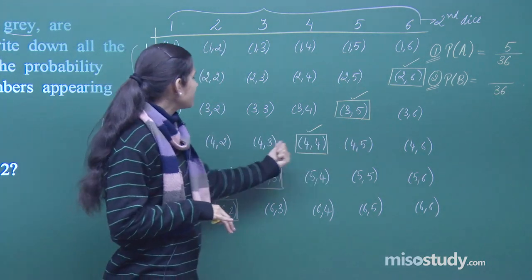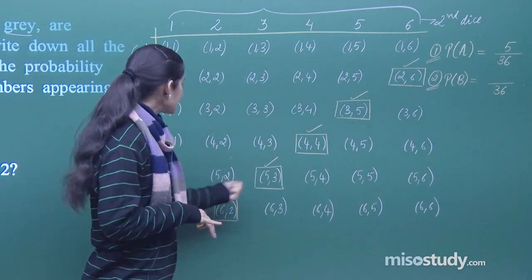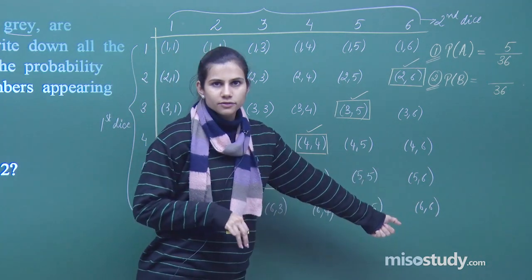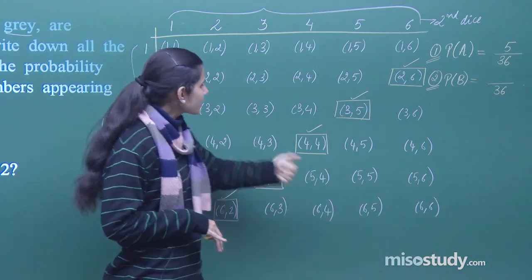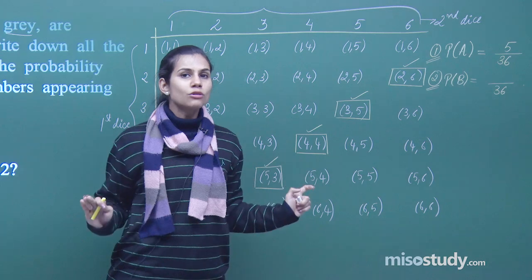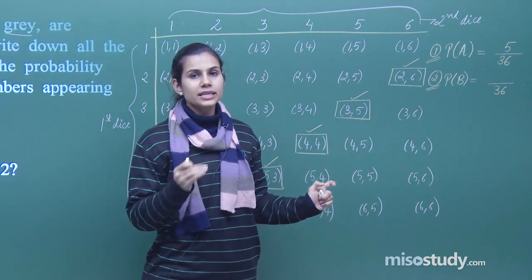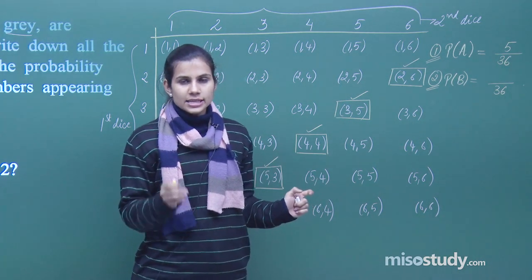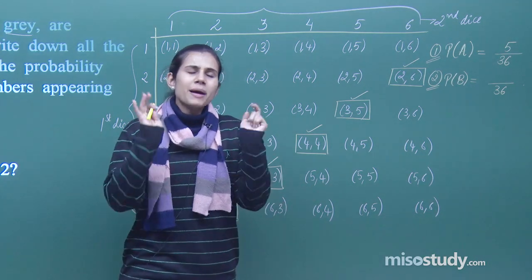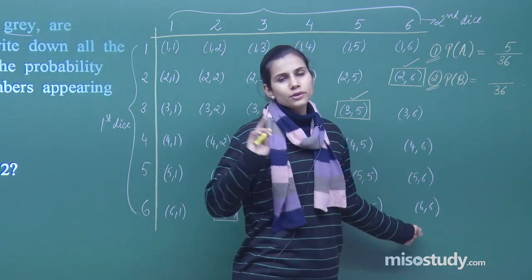Then 5, 6, 7, 8, 9, 10, then 6, 7, 8, 9, 10, 11, and then 7, 8, 9, 10, 11, 12. So the minimum sum is 2 and the maximum sum is 12. That means there is absolutely no outcome in the simultaneous toss of two dice such that when you add the two numbers on the two dice, you get 13. The max that you can get is 12 and the min is 2.